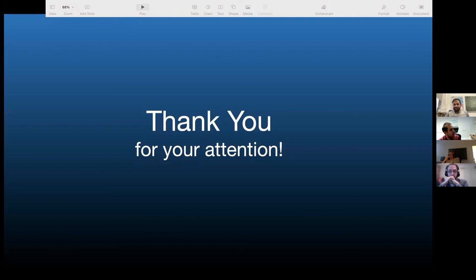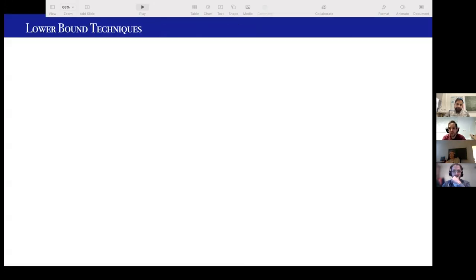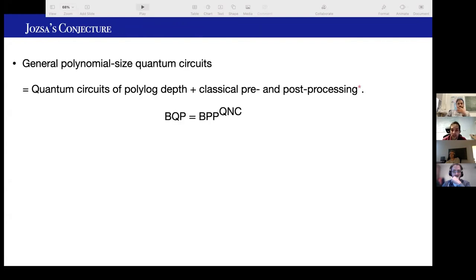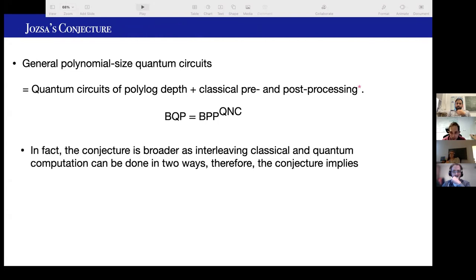Okay, I have a question. Just maybe to clarify, because I'm not that much into this Oracle business. You mentioned this conjecture by Jozsa. Is it now settled that BQP doesn't equal BPP^QNC? It's settled in the oracular world only. So it's settled that oracularly, if you have oracle access to certain functions, then these problems are different. I see. But it still may be that without oracles those are the same. Yeah.